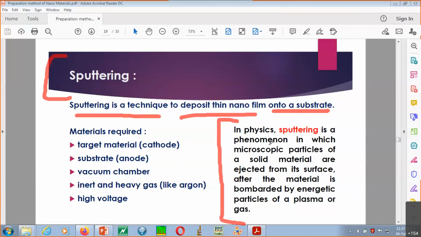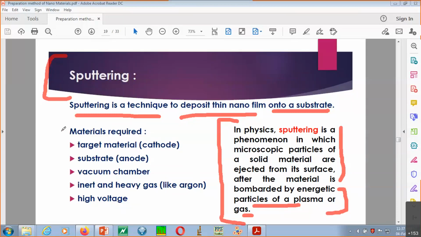So in physics, sputtering is a phenomenon in which microscopic particles of a solid material are ejected from its surface after the material is bombarded by energetic particles of a plasma gas. So now you see, the same process we have to apply. Instead of a laser source, now we are going to use an energetic particle source, maybe plasma or a particular gas. So only this thing is different, otherwise everything is the same.